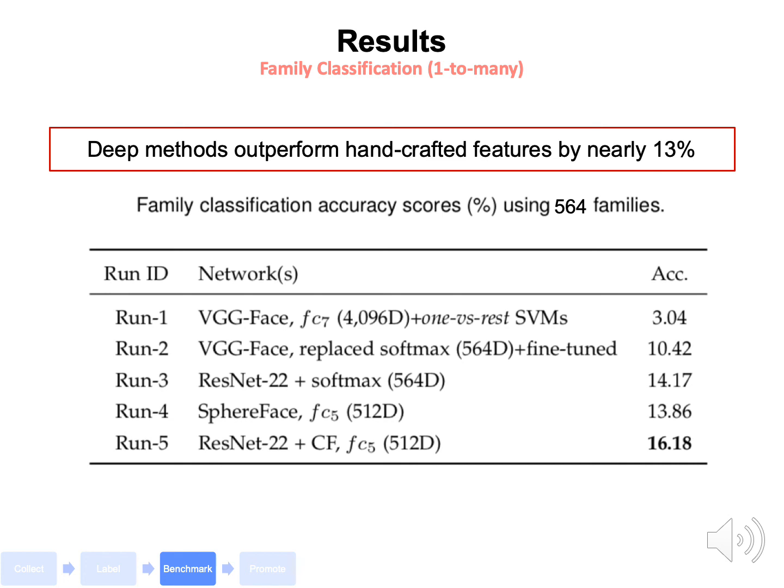And now for the classification, there's still a lot of room for improvement. Random is 1 over 564 now, so it's a lot smaller, but still, the deep model, center face, did take the top score here at just about 16%. Still much room for improvement, but greatly over the one-versus-rest SVMs. So deep learning is applicable. That was kind of the proof of principle here.